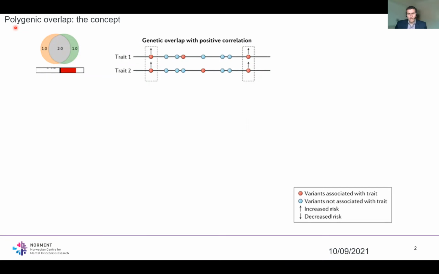To understand the MiXeR method, we need to understand the polygenic overlap concept. Let me give you 4 examples. Example 1, 2 traits that are genetically correlated. Think of schizophrenia and bipolar disorder.